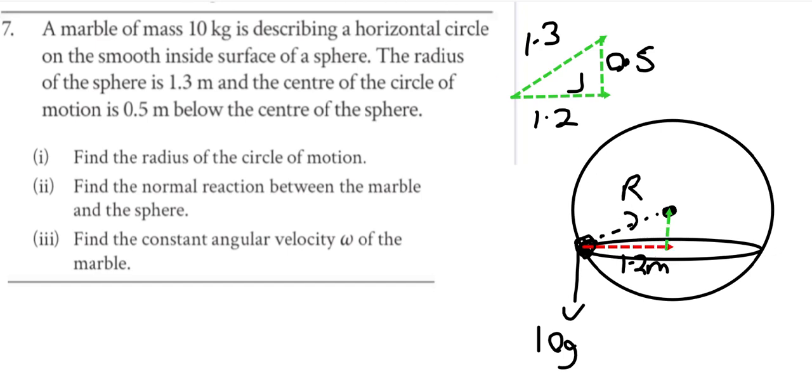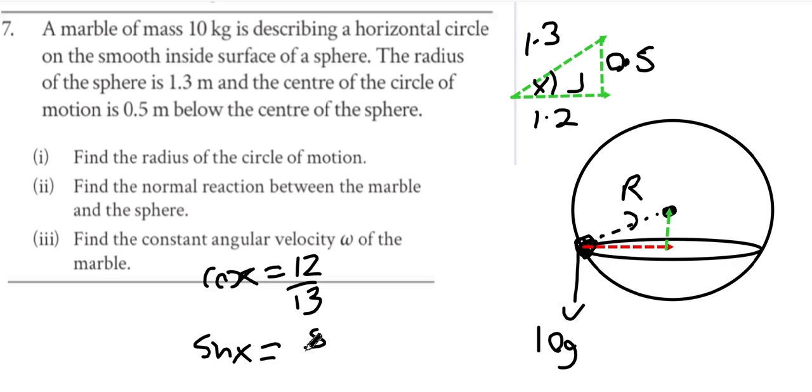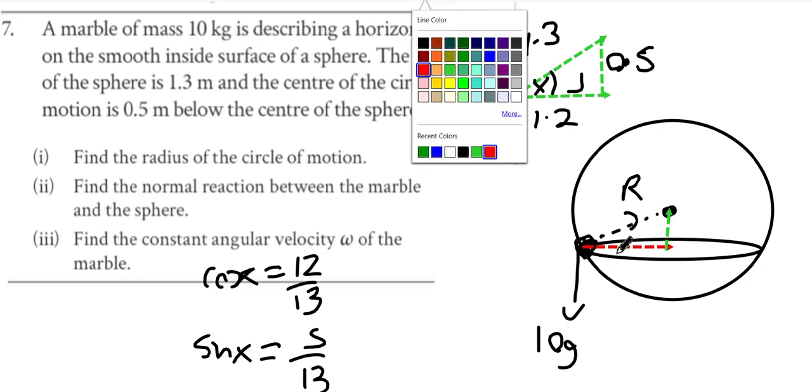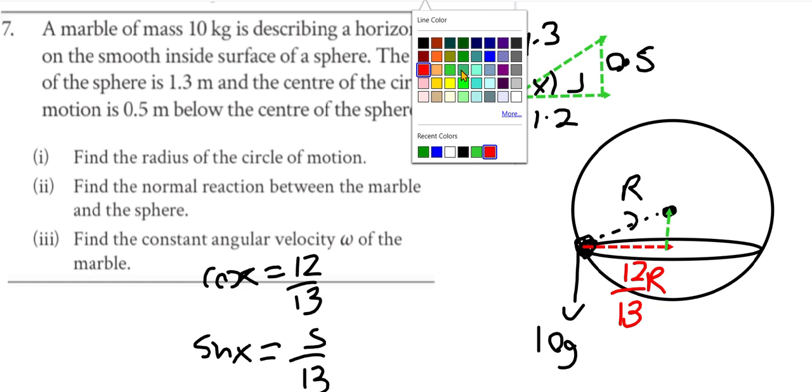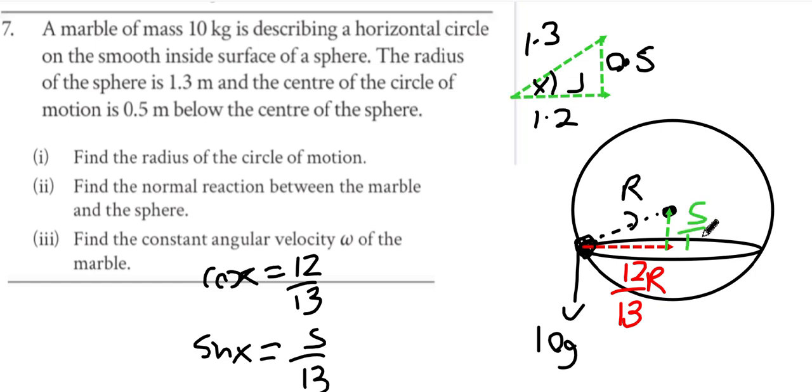Now, the key thing here is the R value. Would you all agree that cos x is 12 over 13 and sine x is 5 over 13? I'll pause there. What R value is the red line? It's R cos x because it's the adjacent. So what is it? 12 over 13 R. The green value? 5 over 13 R. Okay.